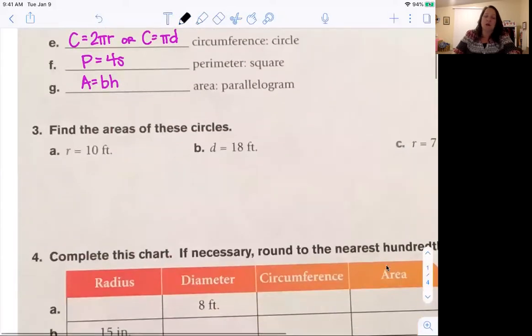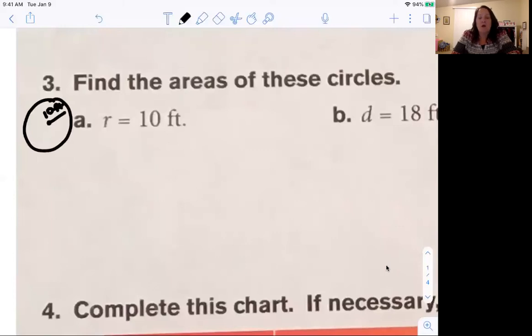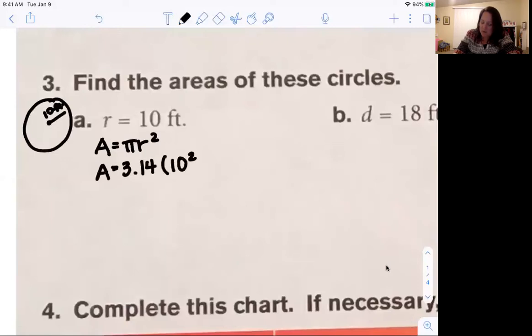So let's go to 3A. First thing I want to do is draw a circle. I have a radius of 10 feet. Okay, that's a circle. So now I'm going to use my formula. A equals pi r squared. Area equals pi r squared. Area equals 3.14 times 10 squared. What's 10 squared? If you said 100, awesome job. A equals 3.14 times 100.